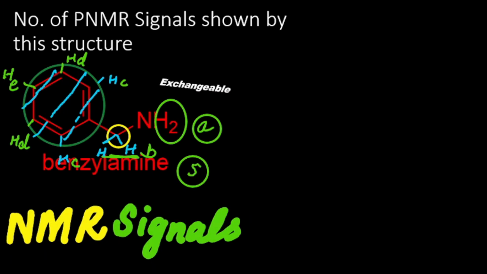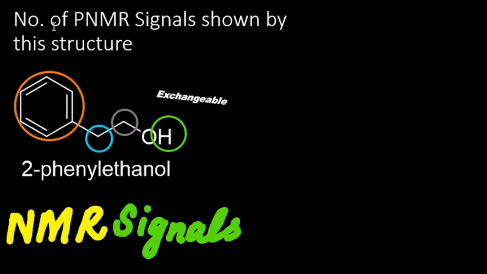Is it easy? Okay. Now, this structure. It is also easy. Here the two hydrogens are present. Similarly, here two hydrogens are present. And the benzene ring, same case. This benzene ring will give you 3 signals.